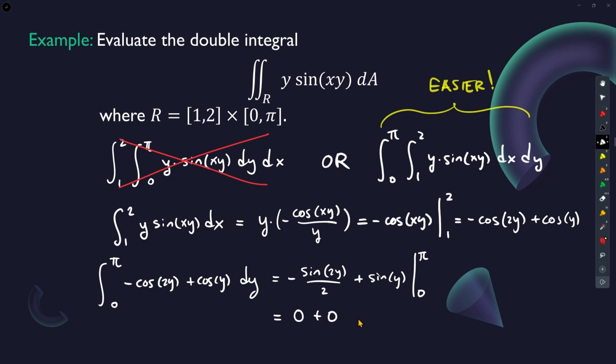So I get another 0 minus the value at 0, but the sine of 0, the sine of 2 times 0, is also 0, and the sine of 0 is 0. So I get just 0. So the value of the integral is actually just 0, and it was a lot easier to compute it using this order of integration than it would have been in this way, where I would have to use integration by parts.